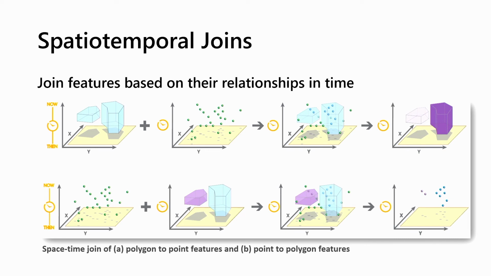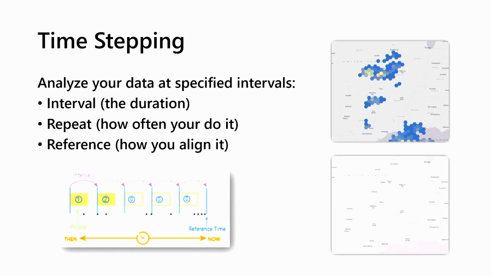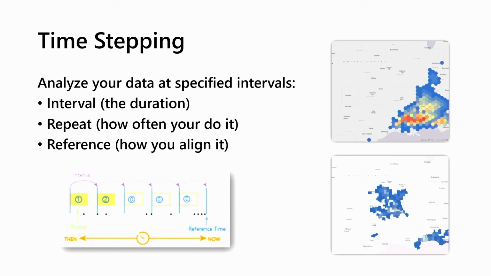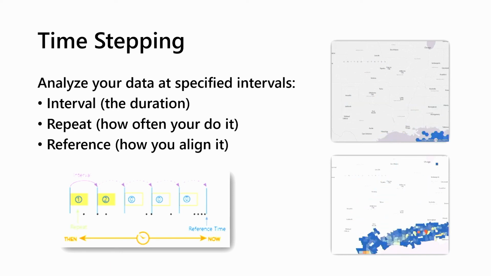The next one I have is time stepping. A lot of the times when we're aggregating, we're really interested in doing what Beth did, but sometimes we want to aggregate in time as well. So you can analyze your data at specified intervals. You have 3 parameters that you can specify. You can do an interval, so how long you want your time step to be, the repeat, how often you want to do it, and the reference is how you align it.